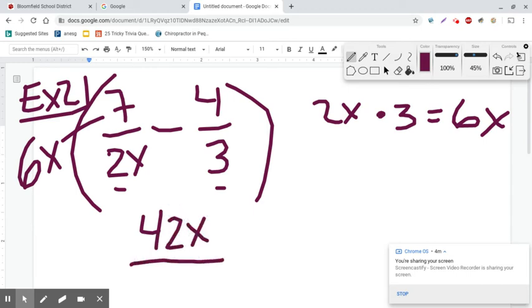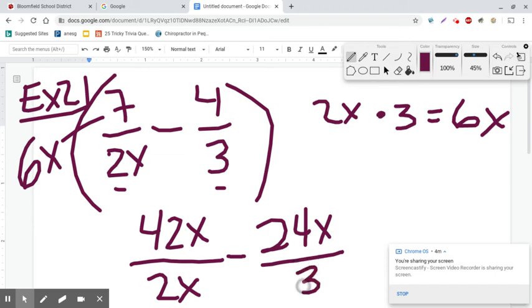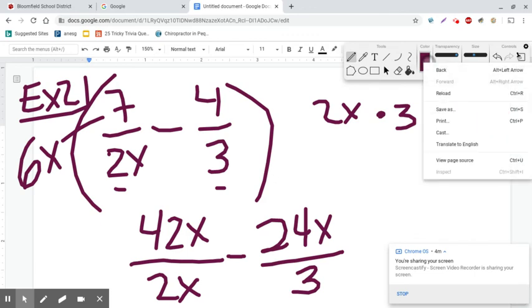Leave it over the 2x. Then we're going to subtract 6x times 4, which gives us 24x over the 3, which still stays. So now we're just going to simplify what we have.